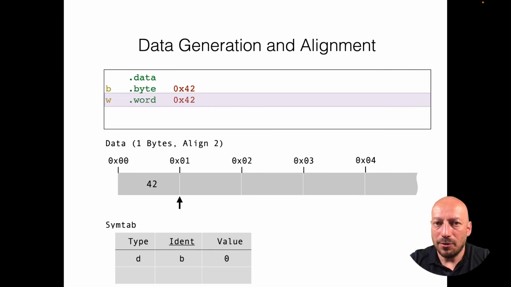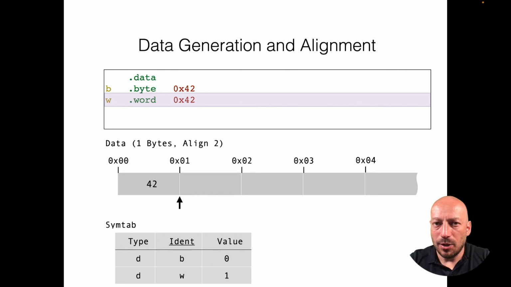Here again, we have a directive for generating this time a word, 2 bytes, which need to be aligned to an address which is a multiple of 2. But before that happens, before this data gets generated, the symbol table gets a new entry, and in this case again, type D and value 1, because so far just 1 byte was generated. And then the word gets generated.